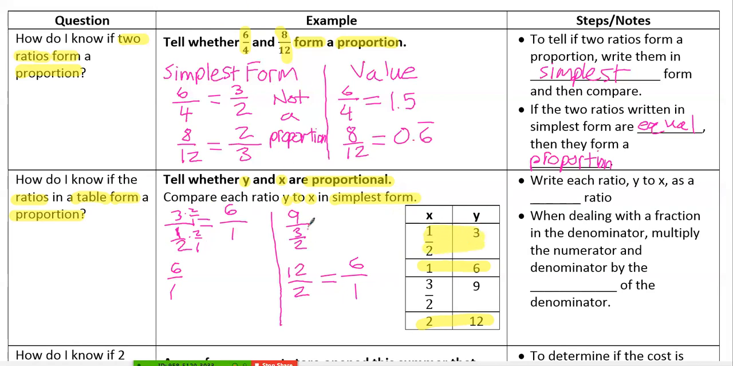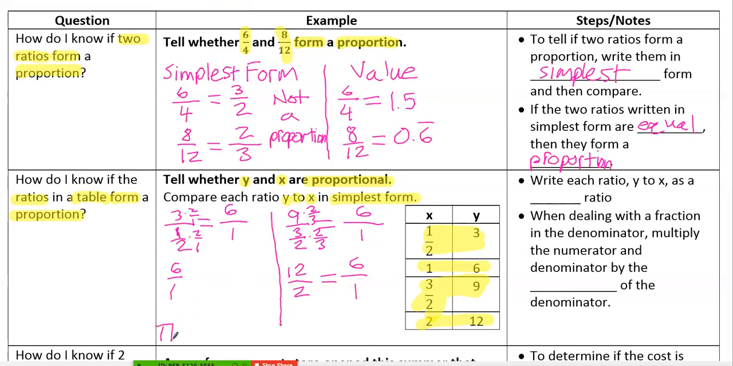And finally, the last one, how do we get a 1 in the denominator? You multiply by the reciprocal. Any fraction times its reciprocal is equal to 1. So I have to multiply 9 times 2/3. Technically, that's 9 over 1. So that'd be 9 times 2 is 18 over 3. That's 6 over 1. Hey, they're all proportional. Woo! Okay. So y and x are proportional.